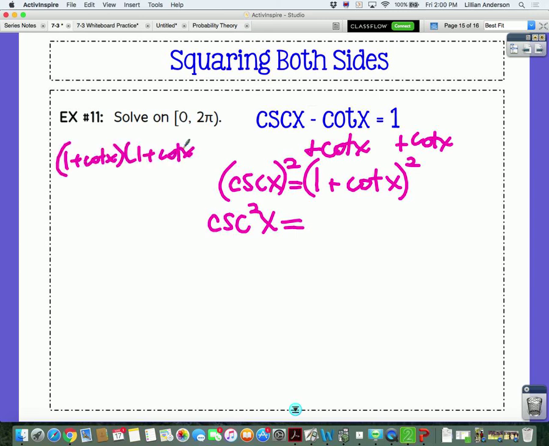You don't have to write this out. I'm just doing it for the visual. What's 1 times 1? 1. 1 times cotangent? Cotangent times 1? When you combine like terms, that turns into a 2 cotangent x. What's cotangent times cotangent?